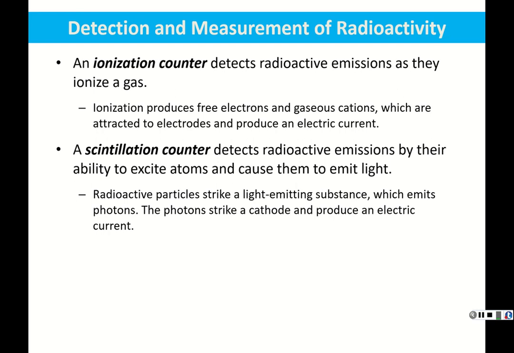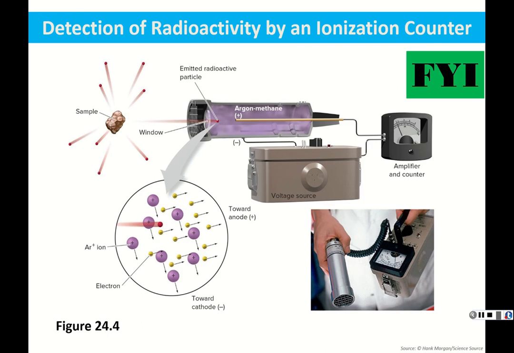Okay. You have very big instruments in labs called scintillation counters. These detect radioactive emissions by their ability to excite atoms and cause them to emit light. Radioactive particles strike a light-emitting substance, which then emits photons of light, and those photons strike a cathode and produce an electrocurrent that way. So you have this machine that your sample goes into, in the dark, and then it's counting the amount of light that it's producing and telling you how much radiation is in there.